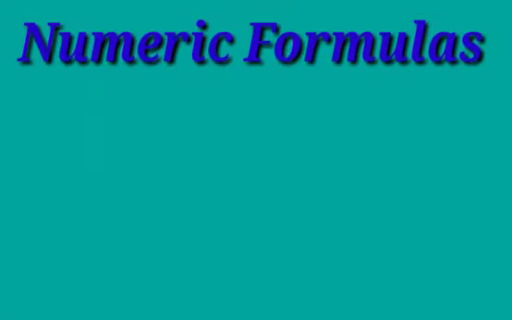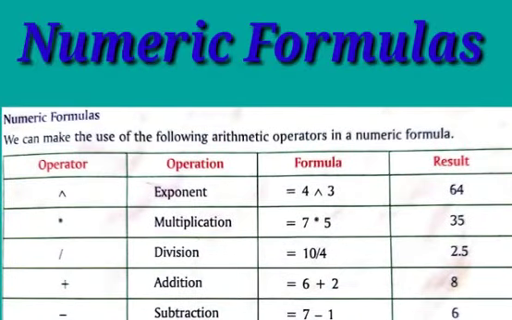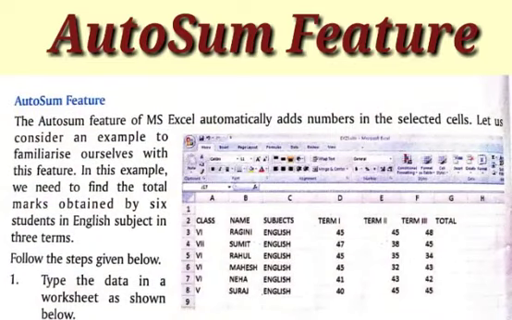Now we are going to start with numeric formulas. We can make use of the following arithmetic operators in a numeric formula. Now we are going to use the Autosum feature. The Autosum feature of MS Excel automatically adds numbers in the selected cells. We will follow the following steps and use the Autosum feature.